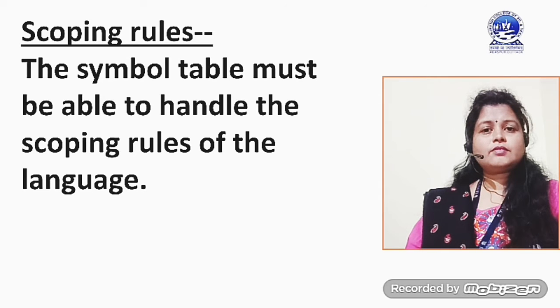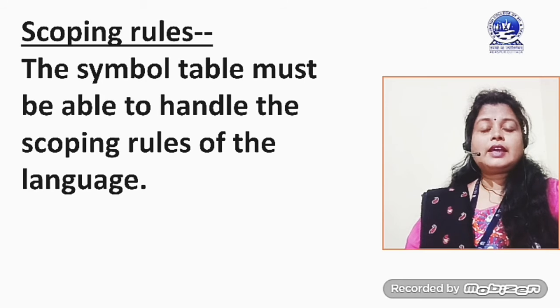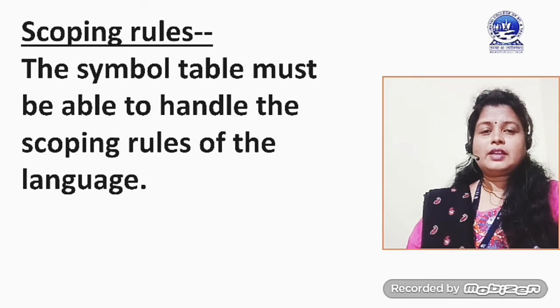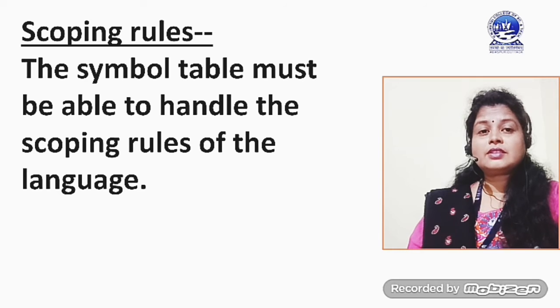Now we will discuss one important attribute used in symbol table, that is scoping rules. We know that whenever you are declaring one variable, either the variable is local or global. We will discuss in detail in relation to the symbol table. The symbol table must be able to handle the scoping rules of the language. As we know, languages differ on the basis of their rules, so the symbol table handles the scoping rules of the language accordingly.